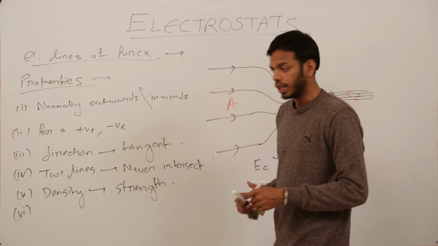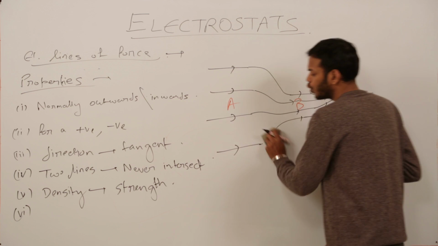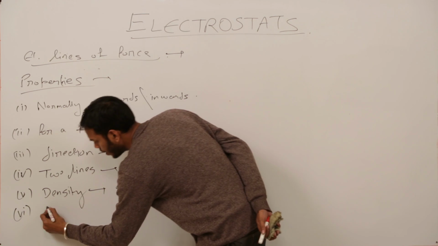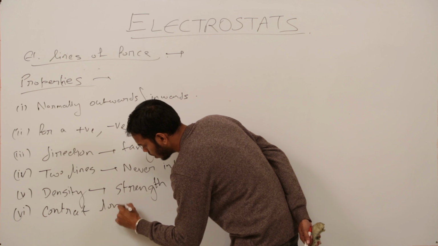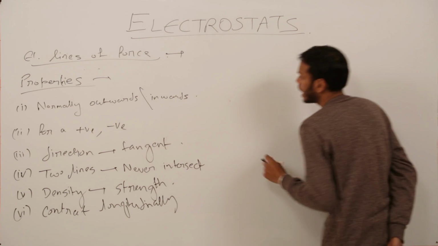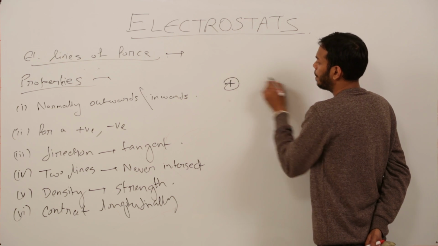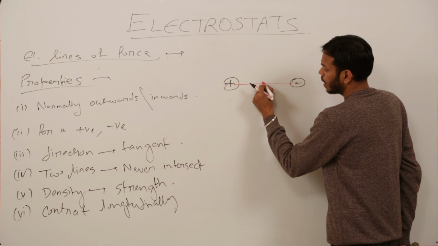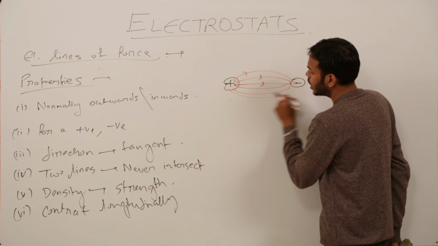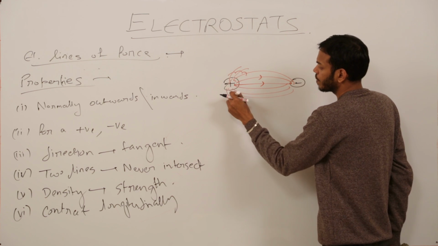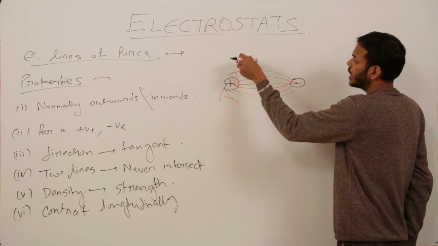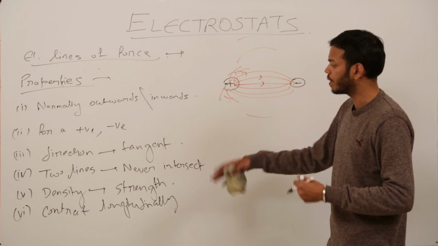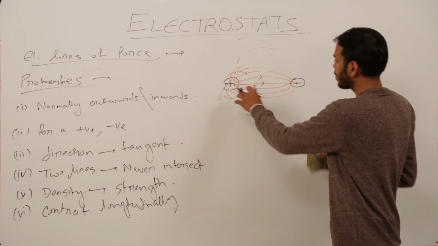Next point. They contract longitudinally. That's it. In brackets you can write, on account of attraction between unlike charges. Unlike charges attract, like charges repel. So on account of this attraction, the electric lines of force tend to converge along the longitude side, so they are very close to each other. The more distance you cover on the equatorial part, the more distance there will be between the electric lines of force. That's the point: they contract longitudinally. In brackets you can also give the reason, on account of attraction between unlike charges.